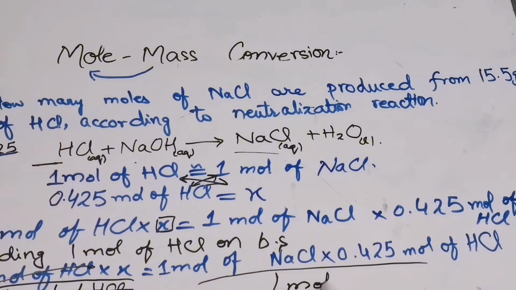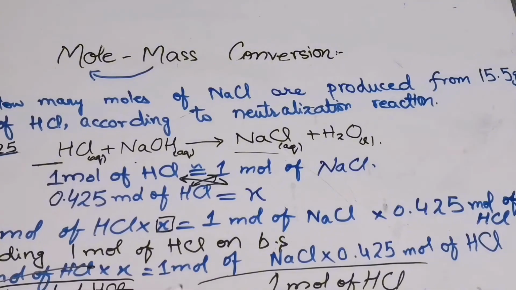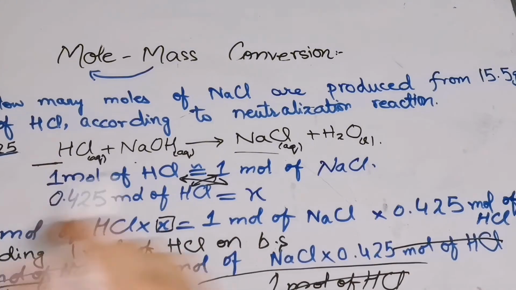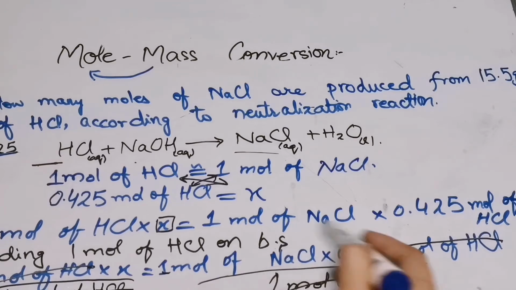We will get 1 mole of HCl on the other side as well. Now here we are left with X only. See over here, it's 1 and 1. So when we multiply 0.425 with 1 and divide by 1, we will get the answer 0.425. And what is cancelling? Mole of HCl is cancelling the mole of HCl. From here we got our answer, that is 0.425 mole of NaCl.